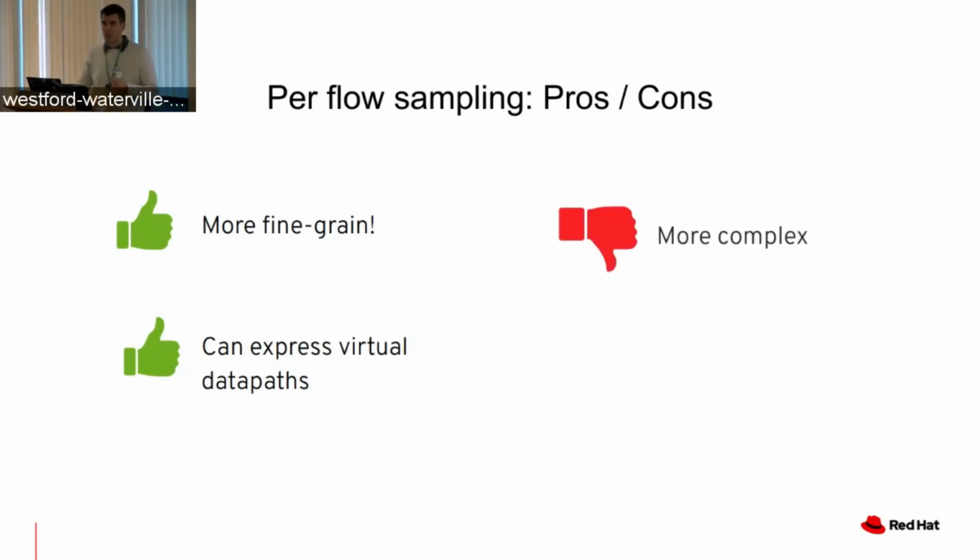However, it is much more complex, and it's not an OVS only thing. We need OpenFlow. We need the OpenFlow controller to play along and configure all these flows, and add these sample actions to all these flows if we want to sample something. However, this is where OVN can help, and this is essentially what I want to talk about: how OVN can help bringing per flow sampling to production clusters.